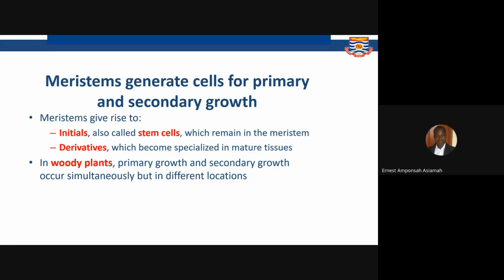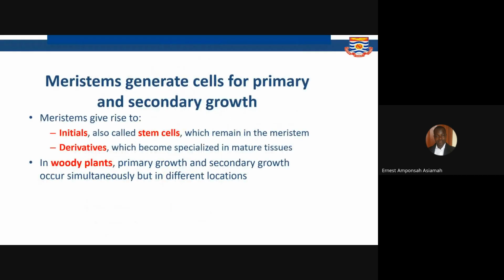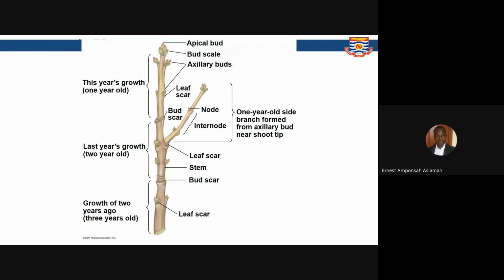Having talked about the secondary and primary growth, I'll make a comment about woody plants. In woody plants, primary growth and secondary growth occur simultaneously, but in different locations. That is something that I would add, and I want to add some information.